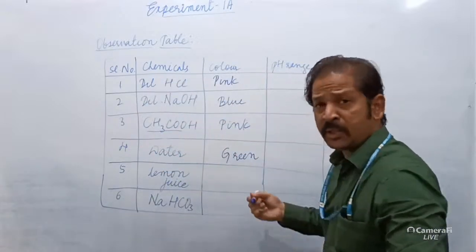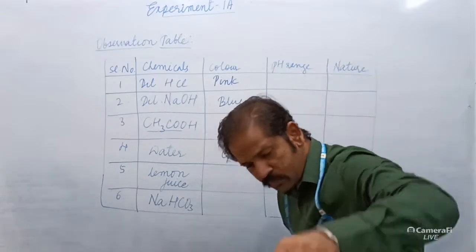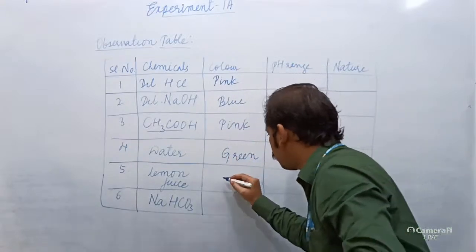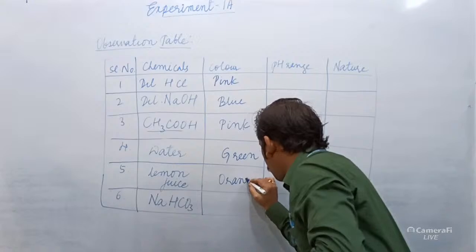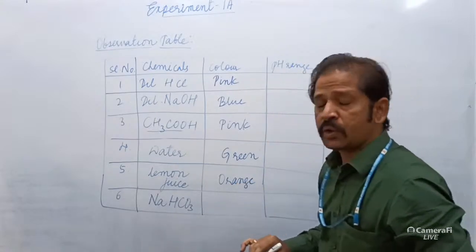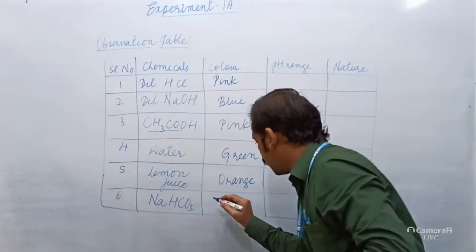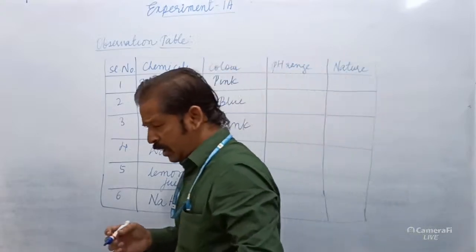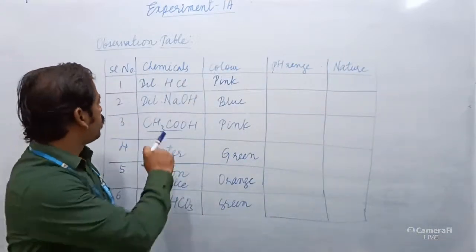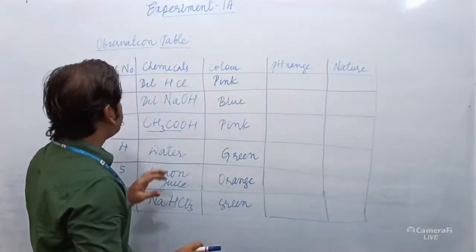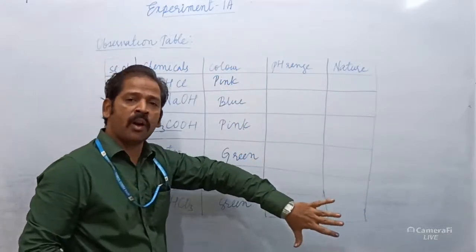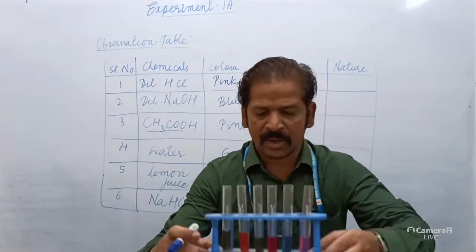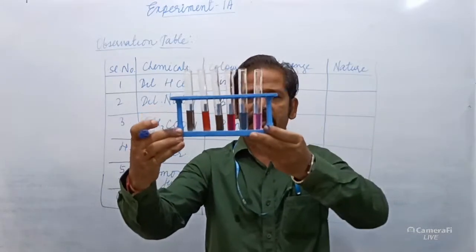It is also lemon juice. It was orange color. And last is sodium bicarbonate solution. It is also green in color. Yes, we have got the colors. This is the observation actually. What we have observed: here are all the six chemicals.